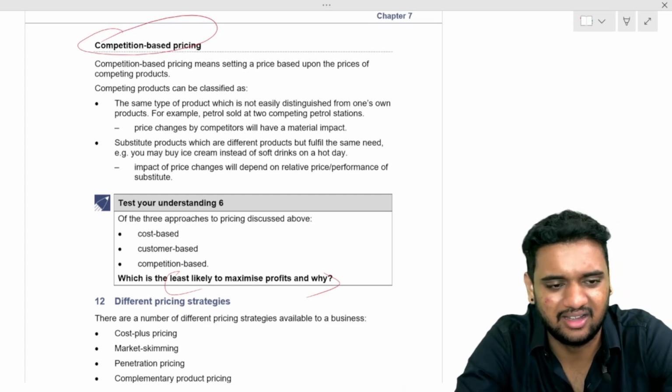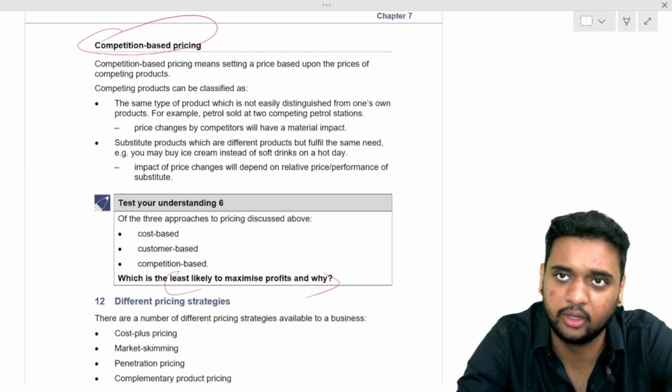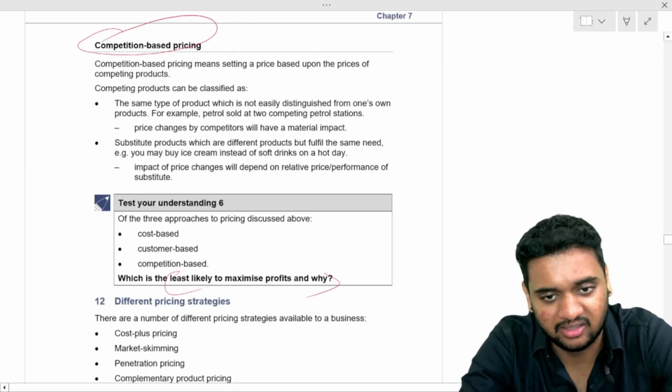You can write any answer. There is no specific answer to it. That is their perspective. You can write your perspective also. Anything is right in this case. Understood?